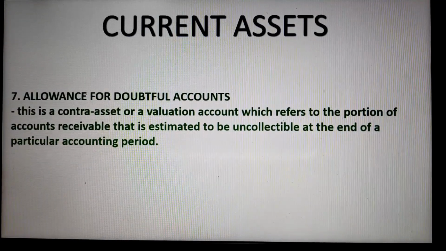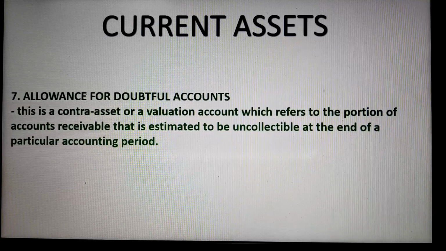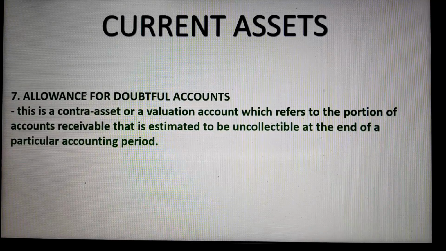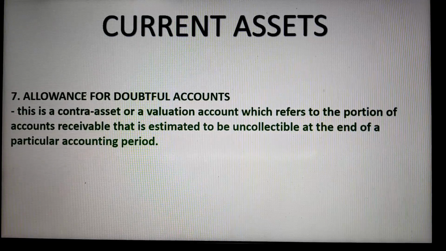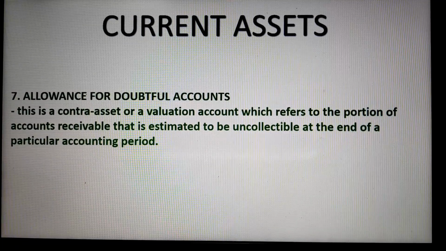Next, or the last current asset account, is the allowance for doubtful accounts. Allowance for doubtful accounts is a contra asset or valuation account which refers to the portion of accounts receivable that is estimated to be uncollectible at the end of the particular accounting period. So this account is based on accounts receivable.